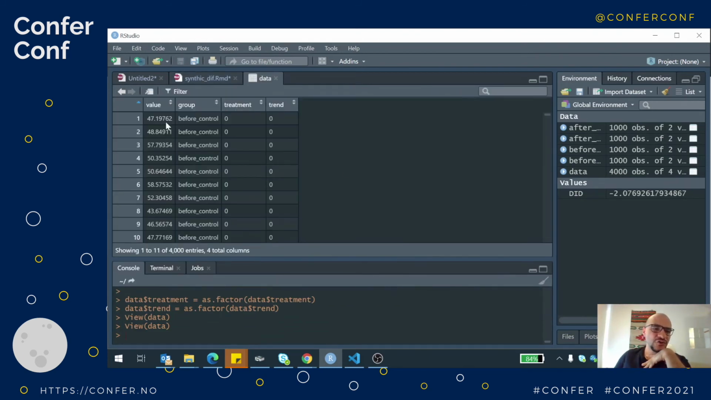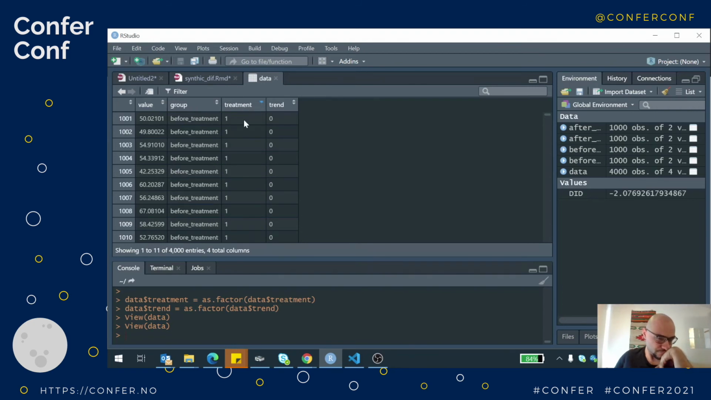So for each observation, if it belongs to the control group, it will be labeled zero. And if it belongs to the treatment group, it will be one. The same goes for each observation: if it happened before applying the intervention, it will be zero. And if the observation comes from the time after the intervention, we label it as one.